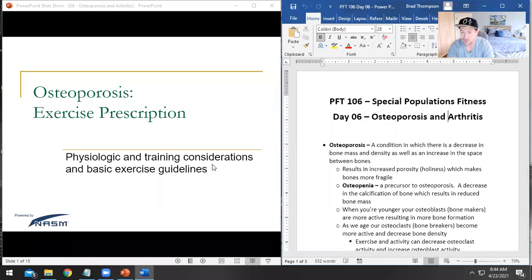So today we are looking at two specific conditions. We're going to look at osteoporosis and arthritis, which is ironic because those are both kind of musculoskeletal pain things, and I feel like I have both of them today.